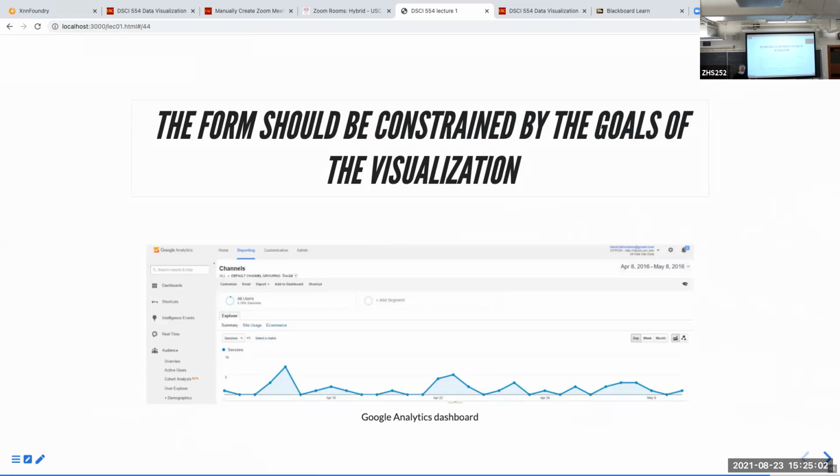When we talk about the first category, the form adapted, what you want to remember is that the form should be constrained by the goals of the visualization. You don't start by saying, I have some data, I'm going to do a bar chart. You start by saying, I have some data, and I know that my goal is to show this thing from this data. So what form is best adapted to it?